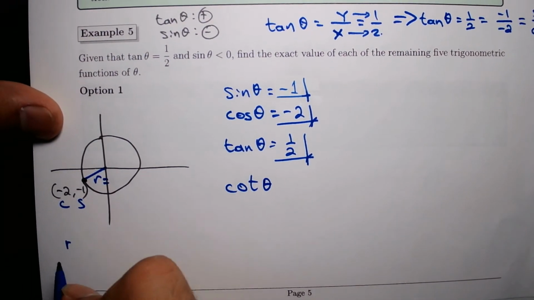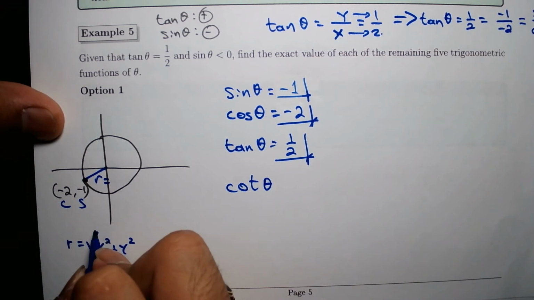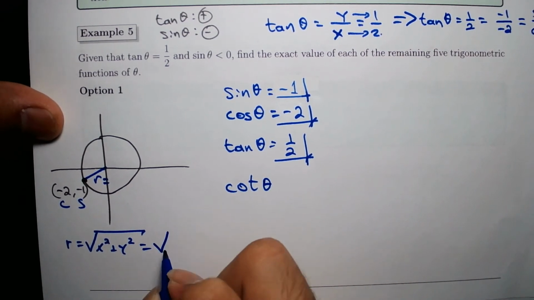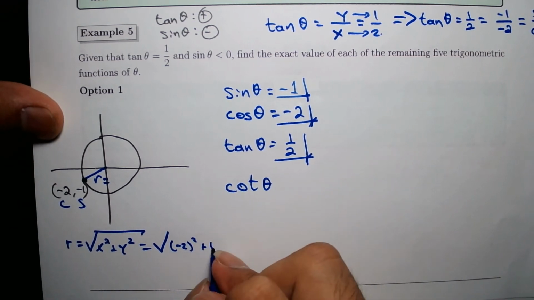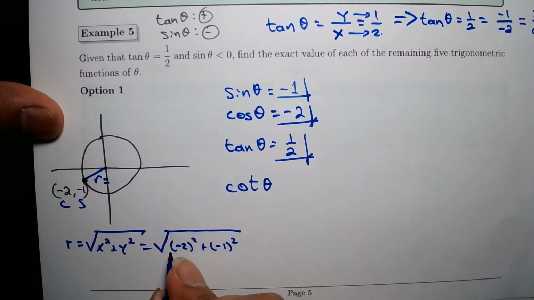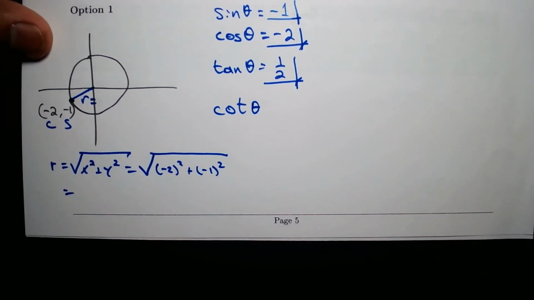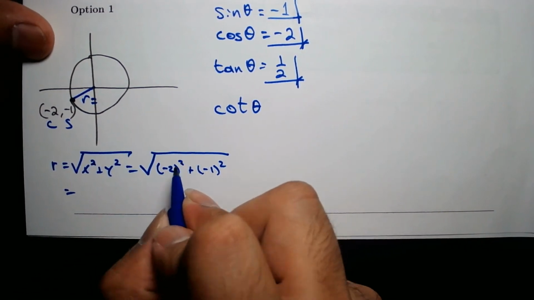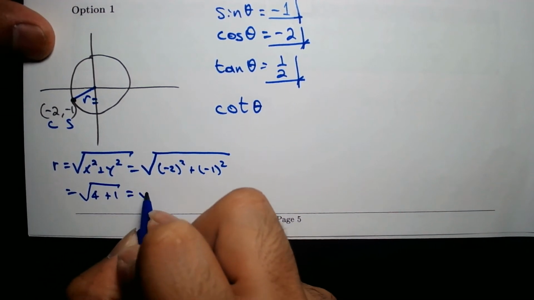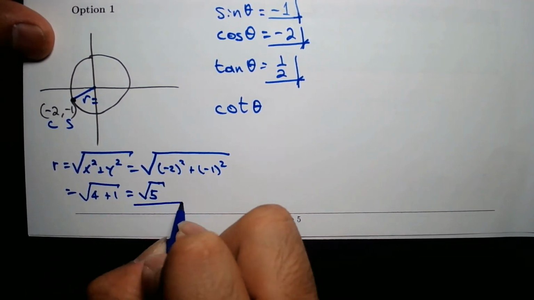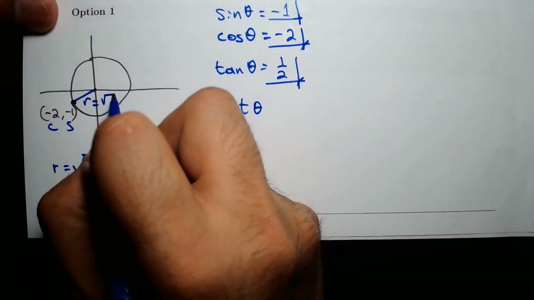All right, so r is the square root of x squared plus y squared, which is the square root of negative 2 squared plus negative 1 squared. But of course, those negatives are going to go away, because a negative quantity squared becomes positive. So that's 2 squared, which is 4, plus 1 squared, which is 1, which is the square root of 5. So in this case, our radius is square root of 5.